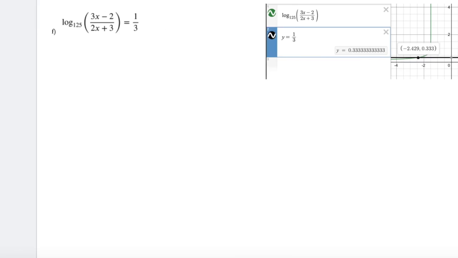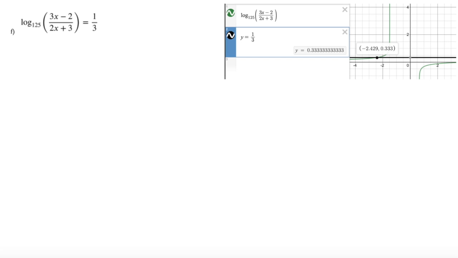All right, I don't think you can ever have too many different types of examples, so apologize if you feel that this is too many. Here we have log base 125 of 3x minus 2 over 2x plus 3. What's wonderful here is that it's already combined and used the quotient rule for us. At this point, we can turn it into an exponential by saying 125 to the power of 1/3 is equal to 3x minus 2 over 2x plus 3.